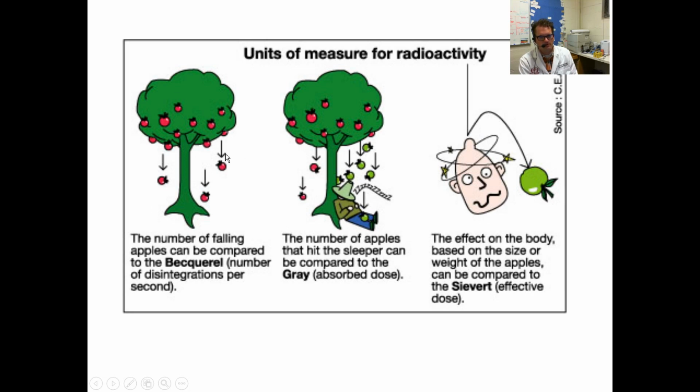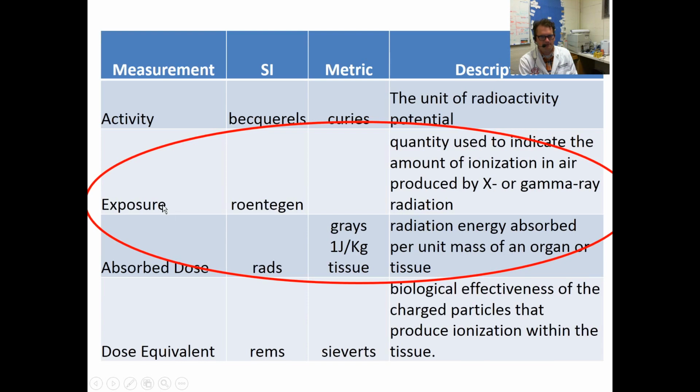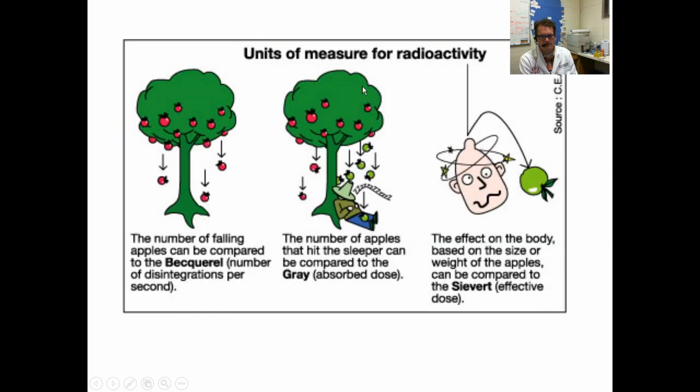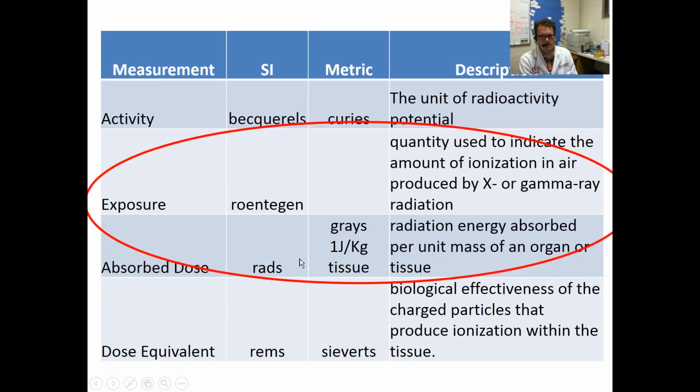And that's just its normal activity. It's just normally falling, apples are just falling off of it. As far as exposure goes, that's the quantity absorbed per unit. It's kind of a mixture between exposure and absorbed dose for the second one here. The number of apples that hit the sleeper, that's the gray. So we talk about that as absorbed dose. That's the amount of radiation energy absorbed per unit mass of an organ.